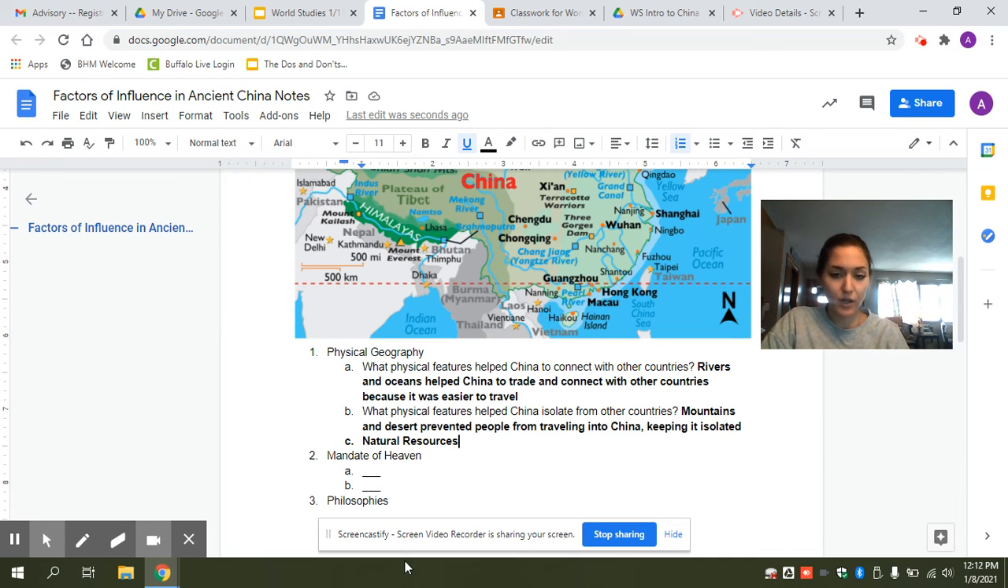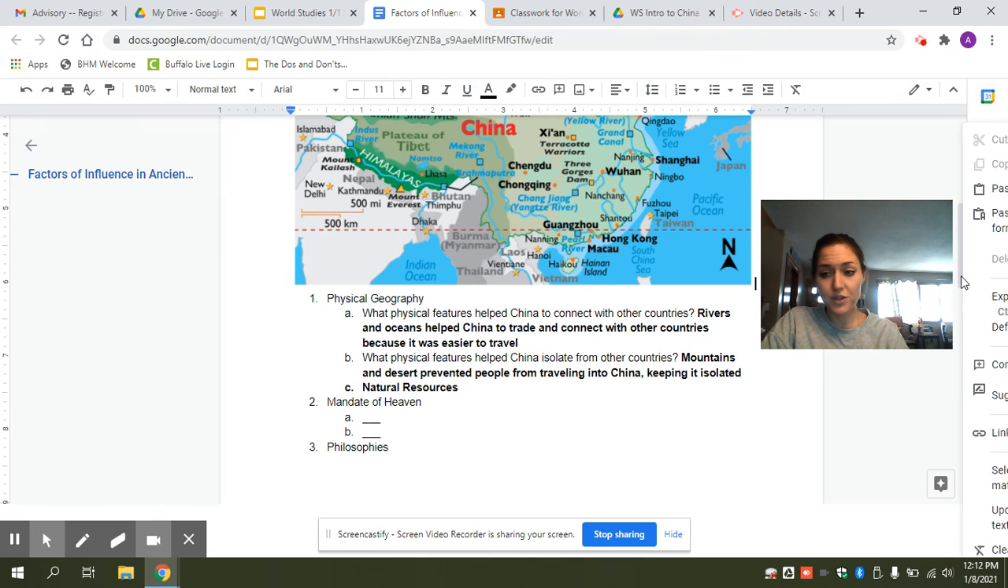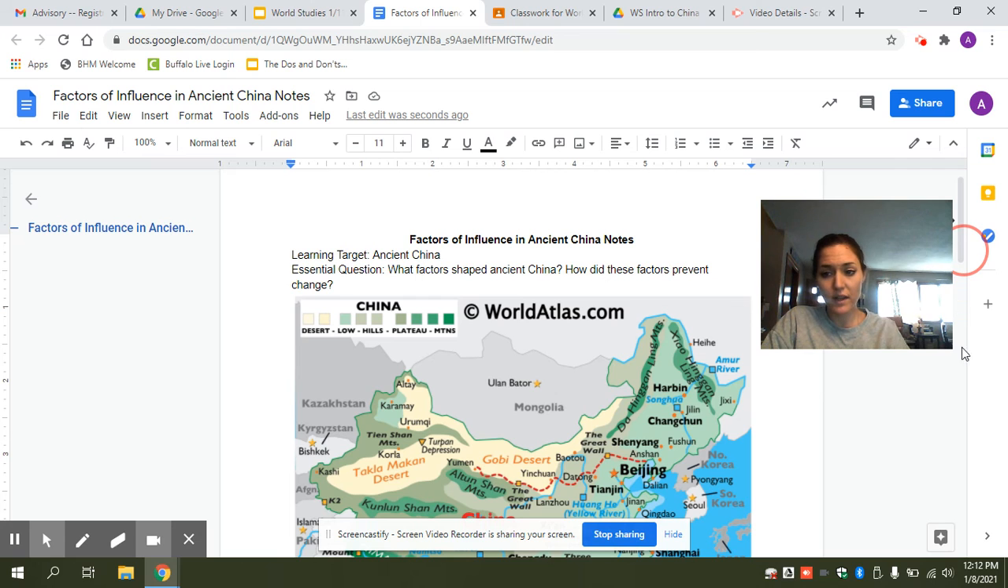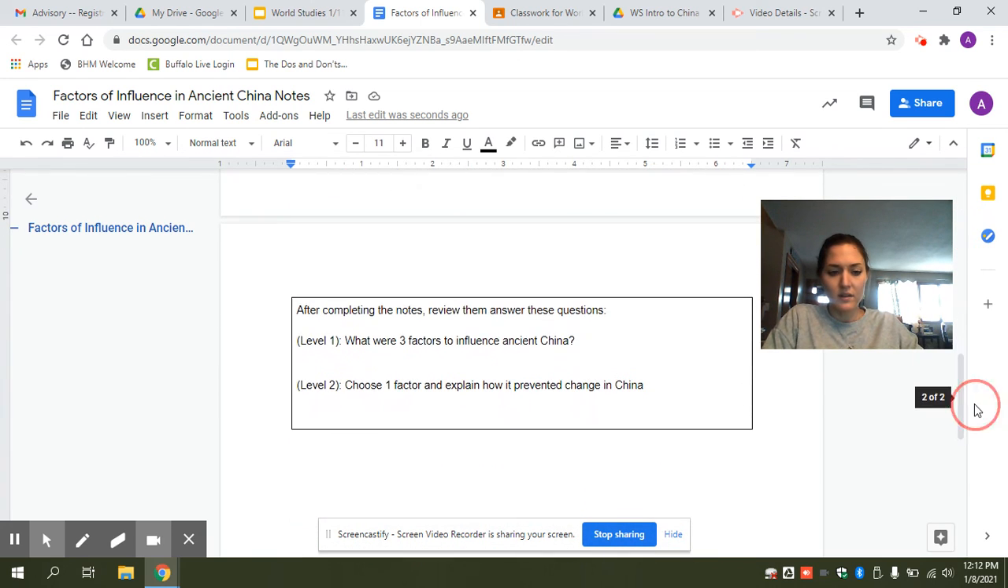For the rest of these, you're going to use the video notes to fill out the rest. When you're finished, you're going to review your notes and just fill out this little exit ticket kind of thing at the bottom. Level 1 question, what were 3 factors to influence ancient China? Level 2 question, choose one factor and explain how it prevented change in China. Good luck.